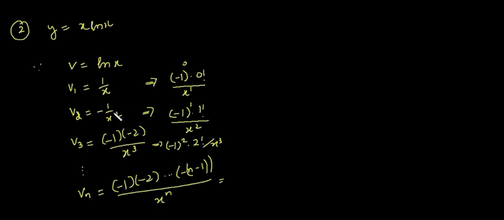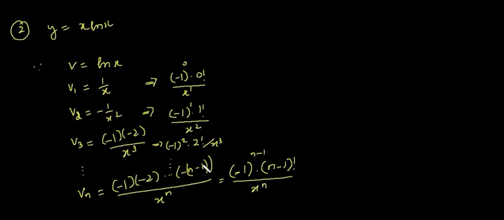Similarly, we can write minus 1 upon x square in this way: minus 1 power 1 into 1 factorial divided by x square. And similarly, v3 will be equal to minus 1 power 2 and then 2 factorial and then divided by x power 3. So continuing in this way, we can also write the nth derivative of v, that will be equal to minus 1 power n minus 1 into n minus 1 factorial and then divided by x power n.